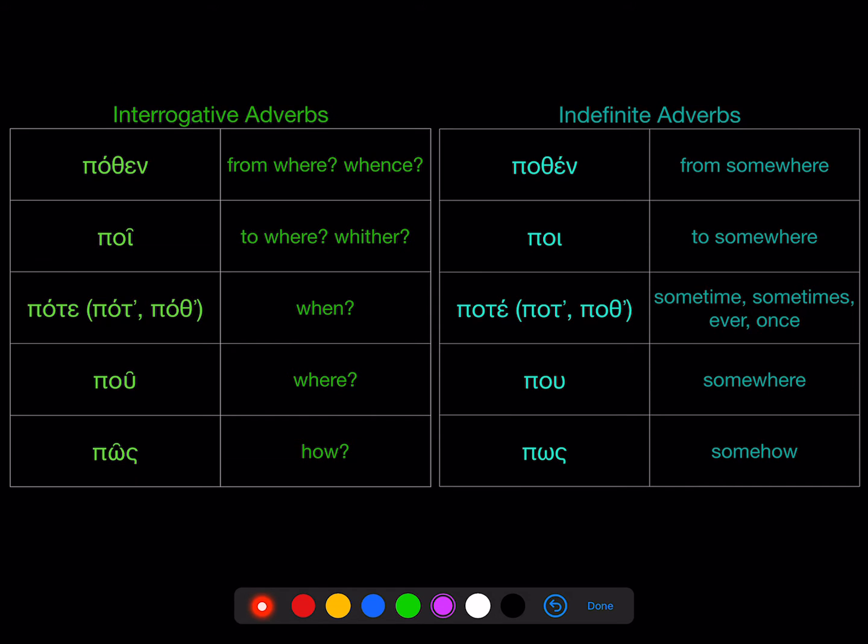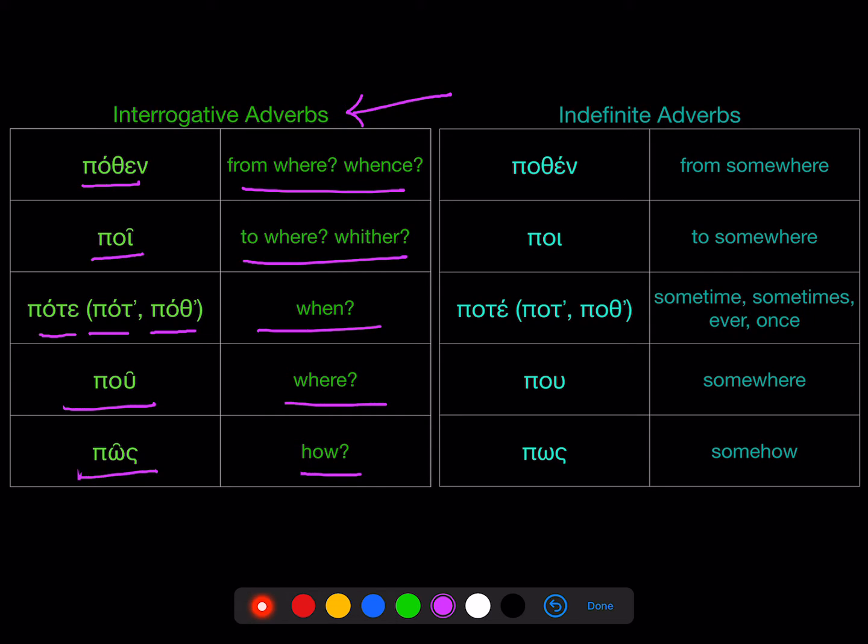Now, we're going to add in some new direct interrogatives and indefinites today. So, interrogative adverbs, another way to ask a direct question. Pothen, whence; poi, whither; pote, before a vowel pot, before a vowel with a rough breathing poth, when; pou, where; and pos, how. And all of these direct interrogative adverbs also have an indefinite form, which is enclitic.